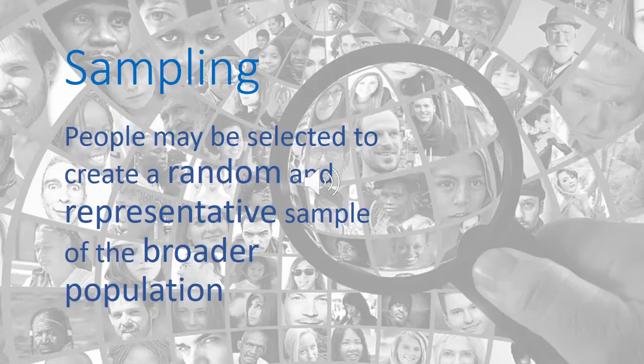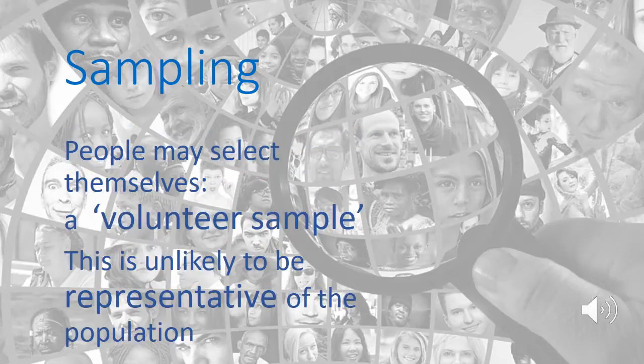Alternatively, if a researcher would like to make generalizations about a population, they can select a random sample with a view to producing representative data on that population. Often, a volunteer sample is used where people are asked to volunteer themselves to participate in an interview or questionnaire. However, these samples are unlikely to be representative of the population.